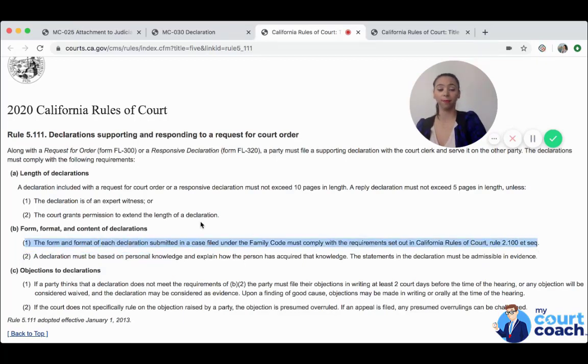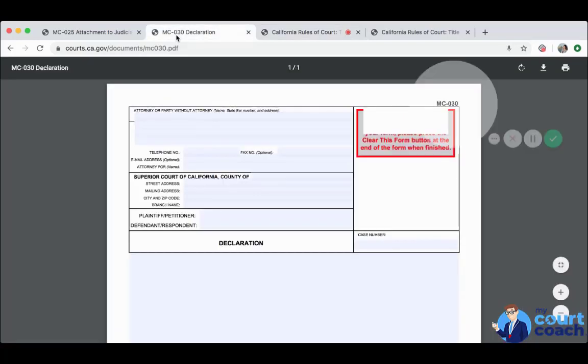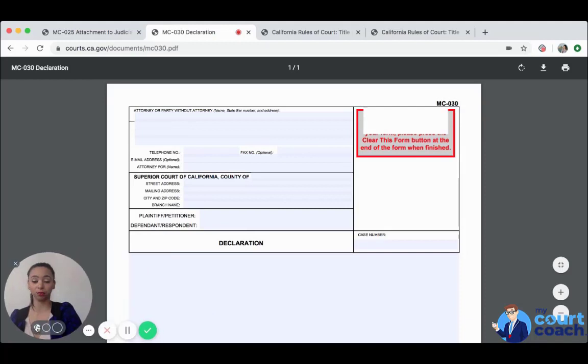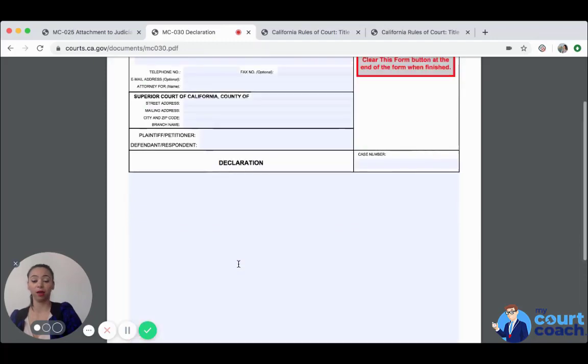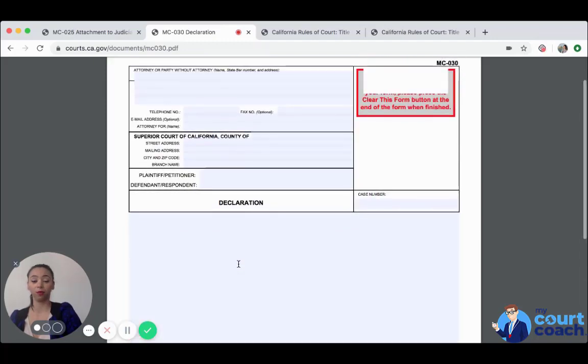So to go to point B1 here, the form and format of each declaration. The form is actually here. It's called the MC-030. And this is the form that you can use. It's approved by the Judicial Council, that will help you draft your supporting declaration or even your reply declaration. I know it has the term declaration. It doesn't need to say the words reply declaration. It doesn't need to say supportive declaration, or even necessarily responsive declaration.